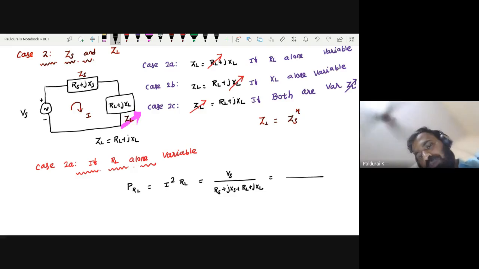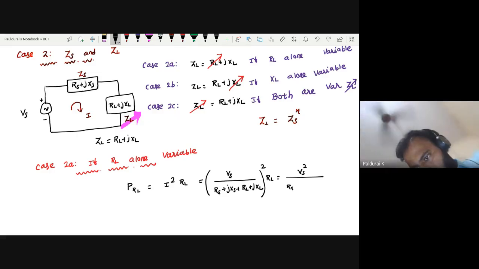What about this formula? Okay, what about this is my I? So I squared times RL. So this is my Vs squared, divided by Rs plus RL plus j times, can I write Xs plus XL? Okay, the whole squared times RL.